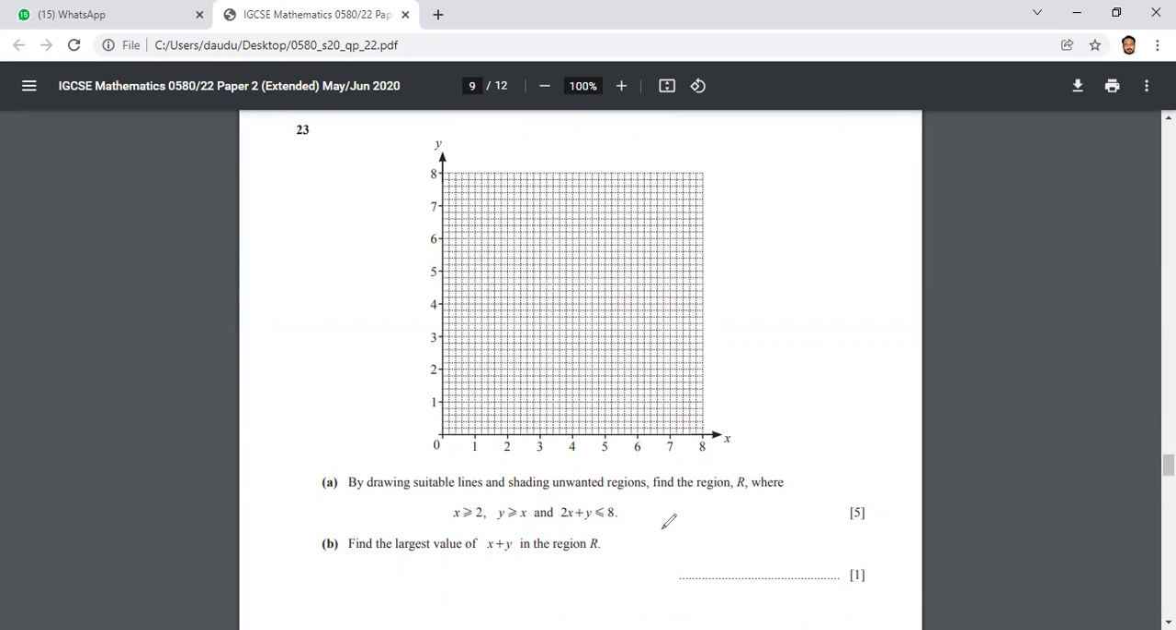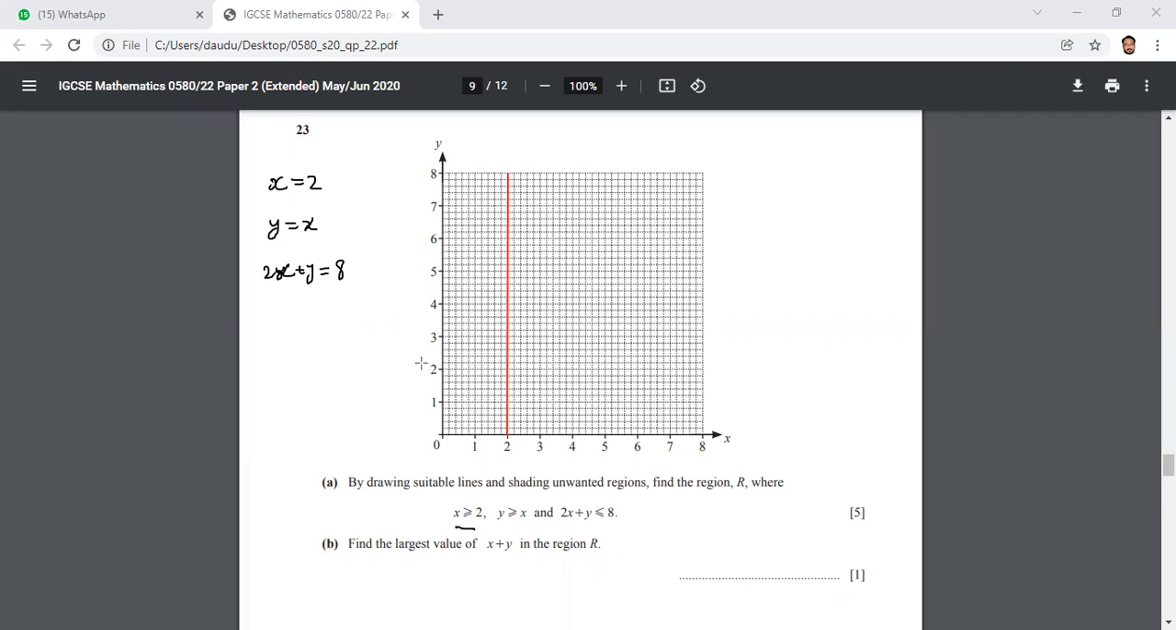And the lines are what? If I say these are the lines, x greater than or equal to 2, that means x is equal to 2, y is equal to x, and lastly we have 2x plus y is equal to 8. So the first two are easy. We can find out directly here. X is equal to 2. Here you can see the 2. Draw a vertical line exactly at 2. This is the first line.